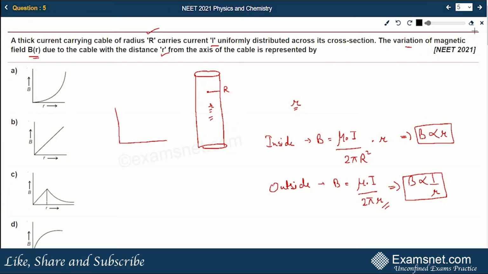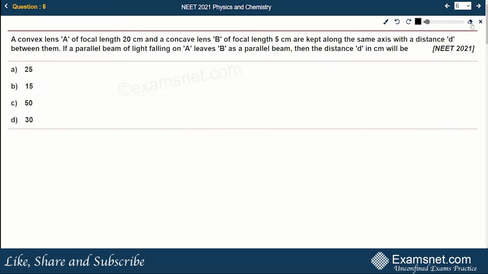So inside the conductor, suppose this is your point R, that is the radius. Okay, so from center till radius it will be a straight line because it is directly proportional to the distance, whereas after this R, that means outside the conductor, it is inversely proportional, so it will be a hyperbola. Okay, so which option is the correct one? Option C.